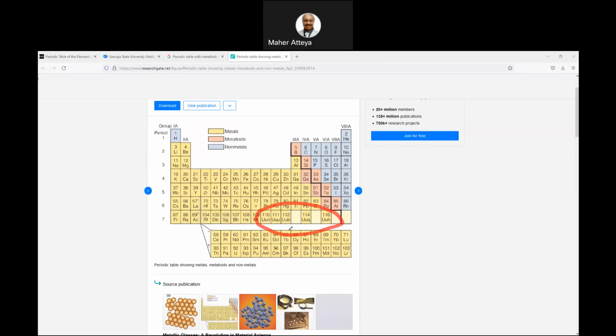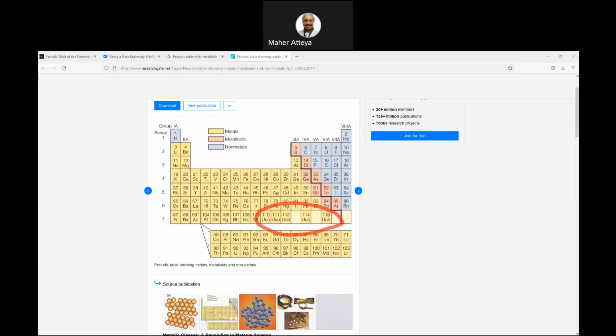Some elements have more than one modification. Carbon has three types of carbon. We call them isotopes. Isotopes are the same element found in nature with different numbers of neutrons in it, correct? So therefore it's called an isotope.